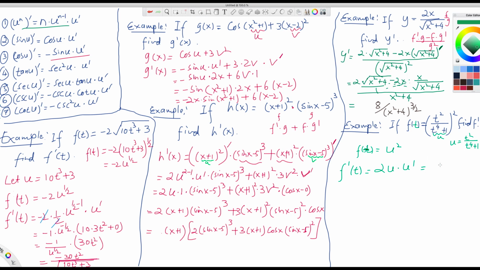That can be written as 2u times u prime, where u is t squared over t to the 4 plus 1. I want to find the derivative of that. So that can be written as 2u times, what is the derivative? You can think of that as f over g, right? See, what is the quotient rule? f prime g minus f g prime over g squared. Let me do that, okay, guys.